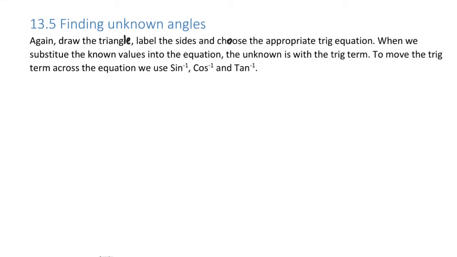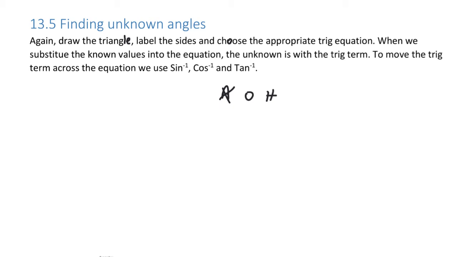In this video we're going to use trigonometry to find unknown angles. So again, what we do is we draw the triangle, we label the sides, and then choose the appropriate trig equation. So the opposite, the adjacent, and the hypotenuse. Whichever one we're not interested in, we score out, and then that will help us pick from SOH CAH TOA which we're going to use. Whenever we substitute the known values into the equation, the unknown is with the trig term this time.